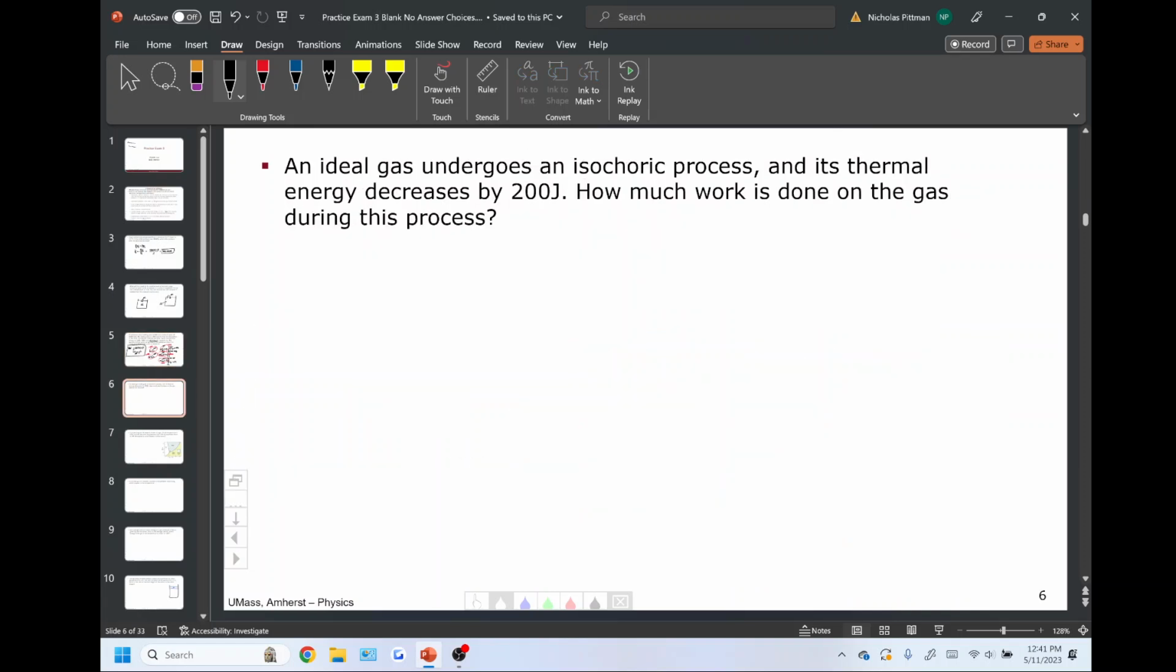Okay, we have a key word here, an isochoric process. Okay, and we're wondering about work done on the gas. Let's see. So it seems like first law might be a good thing since we have work and thermal energy, and you can try to do it that way. But what you'd quickly realize is if you tried to write out the first law, again, you don't actually need to do this.